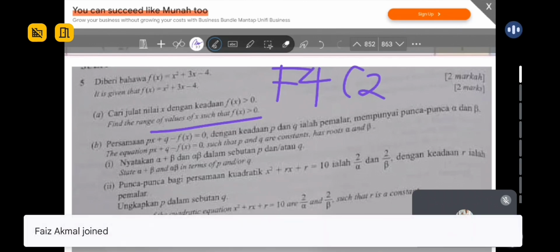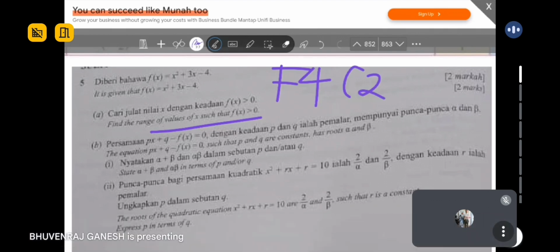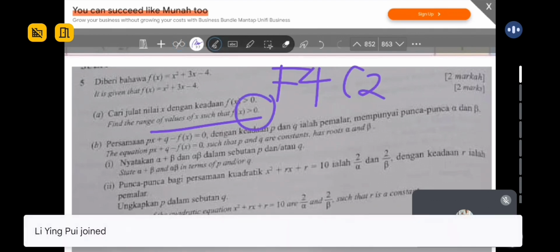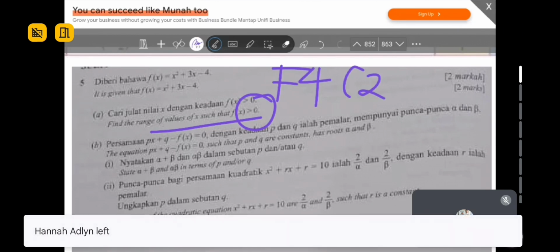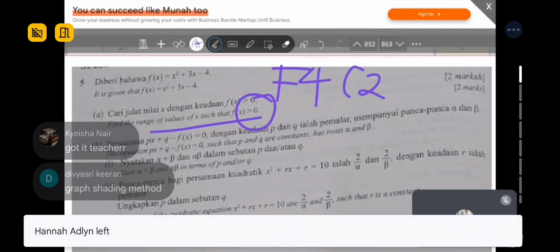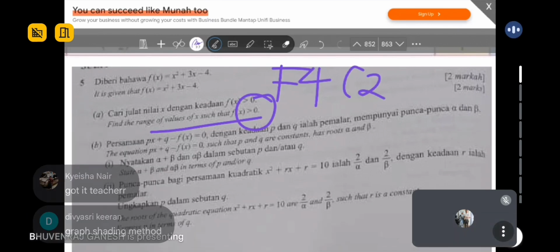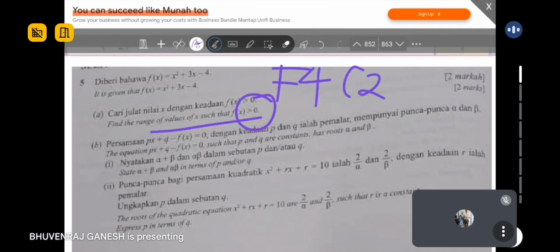Kisha, we cannot use CTS over here, you know. CTS is only if you don't have inequality. This one is called inequality. When you have inequality, cannot use CTS or PKD. Tak boleh guna, kalau ada ketaksamaan. So what method will you guys use to solve? Yes, graph shading method, guys. Kena guna kaedah lakaran graf.